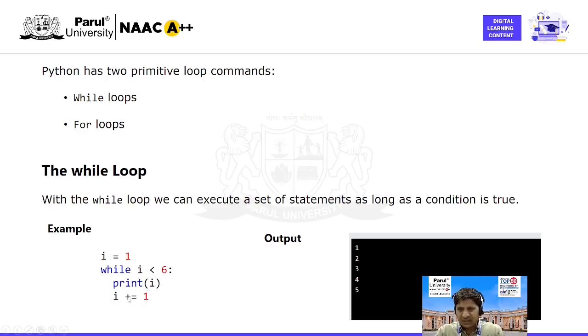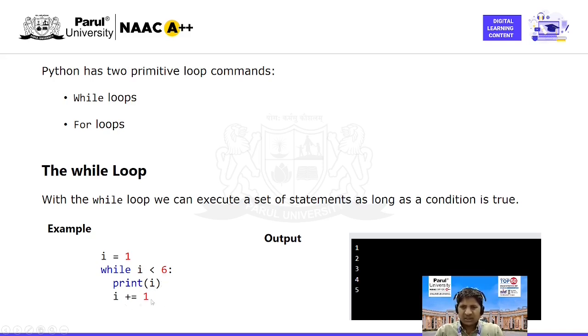Now I has become 2. Check the condition: I is less than 6. Tell me, 2 is less than 6. Yes, the given condition is again true. Print I, print 2. Again I is updated. The value of I is incremented by 1, 2 plus 1 is 3. Again the condition is checked. 3 is less than 6. Yes, the given condition is true. Again print 3.